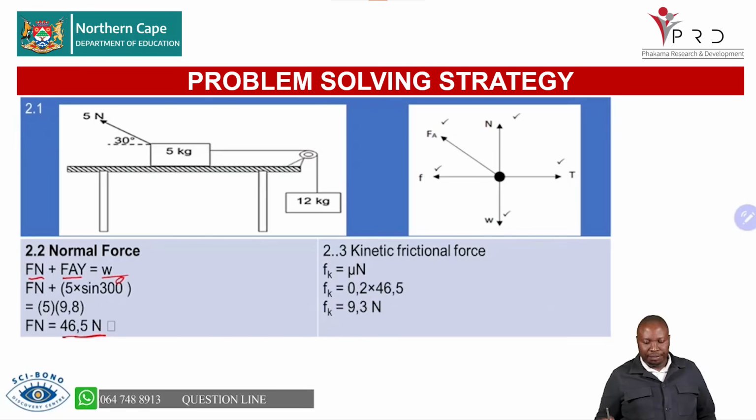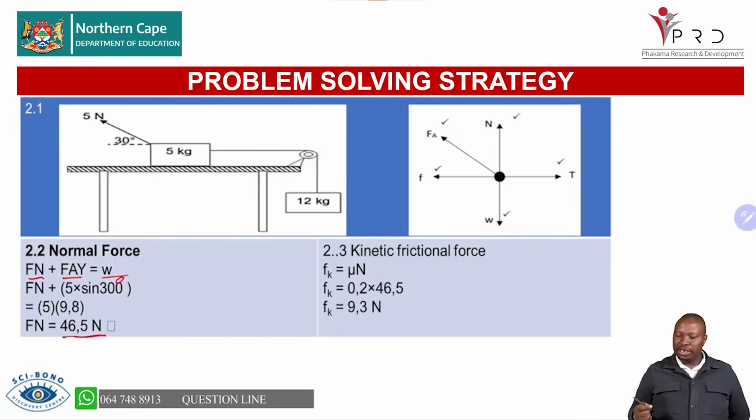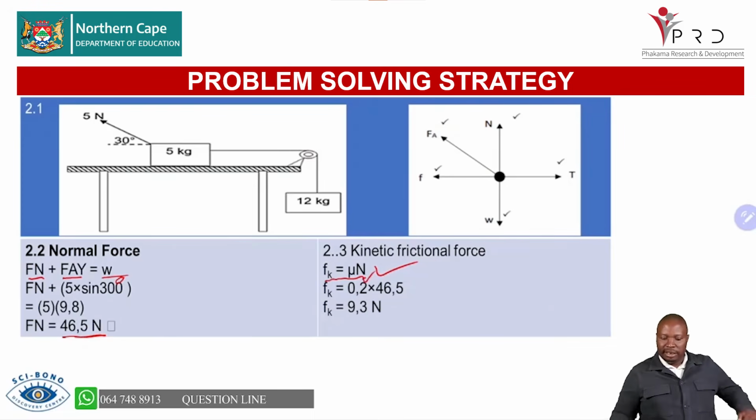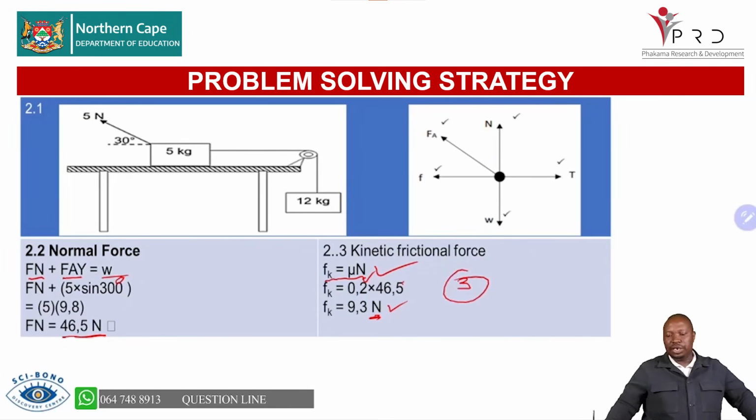And the next question was to calculate the kinetic friction. For kinetic friction, don't forget, this formula is in your data sheet. You will get 1 mark for the formula, 1 mark for substituting the coefficient of kinetic friction, and the last mark for getting the correct answer with the correct SI unit. Then you are able to say we are getting our 3 marks here for calculating the kinetic friction. I hope that helps you.